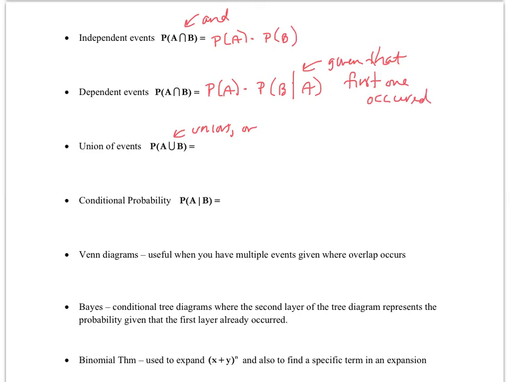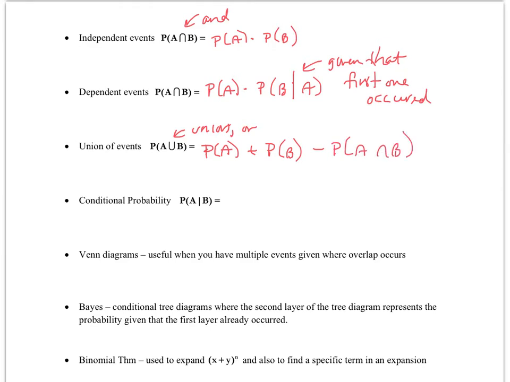So that vertical bar means given that the first one occurred. Now when I go to find my union of events, I need to subtract off any overlap. So what I do is I first find the probability of one occurring, then I find the probability of the other occurring. Now it's possible that the event occurred in both A and B, and so if that happened, then I counted it twice, which is why I need to subtract their intersection.